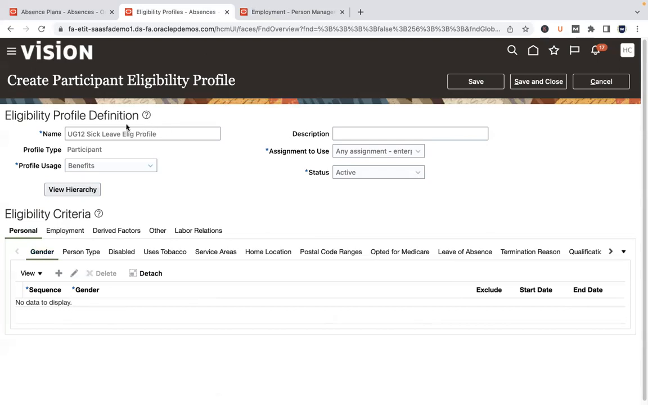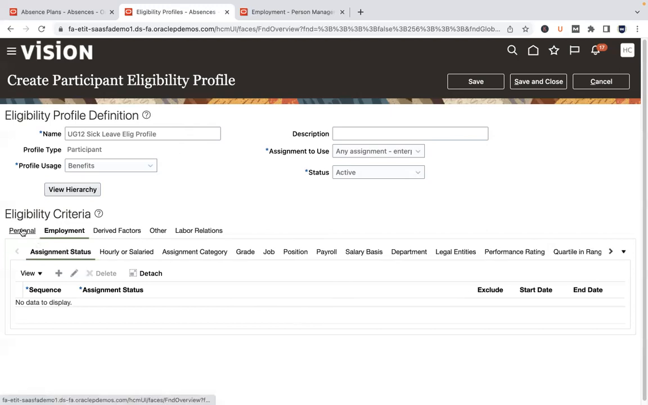But we don't need to put in such a restriction for sick leave. It's applicable for all the employees, irrespective of the gender. So if you want to set up eligibility criteria based on personal attributes like gender, whether they use tobacco, or based on location, termination reason, or marital status, etc., you can use them. But usually it will be the employment attributes that we use quite often in the eligibility profile rather than personal. In certain qualification-based leaves, we use personal criteria as well.